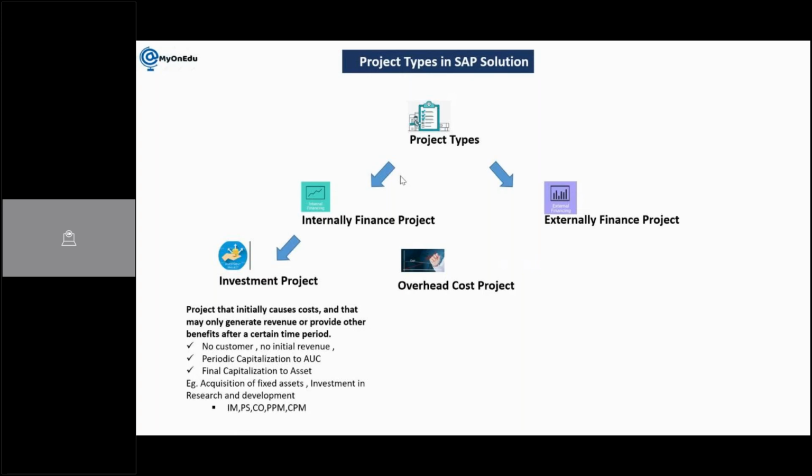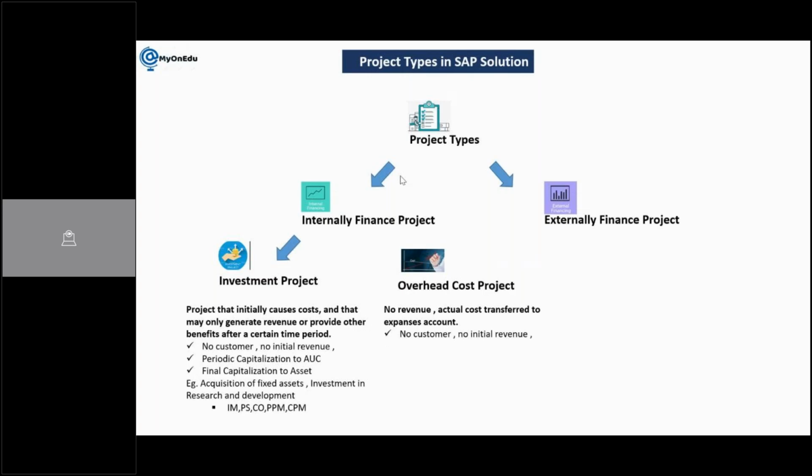When we are implementing this type of project in SAP, generally we go with the investment management module, project system, controlling, PPM and CPM. Now for an overhead cost project, there is no revenue, actual cost is transferred to an expense account. Let's say an outage project: one manufacturing company needs to do overhauling or maintenance for different kinds of machines yearly. Whatever maintenance cost is coming, that is my overhead cost or expenses.